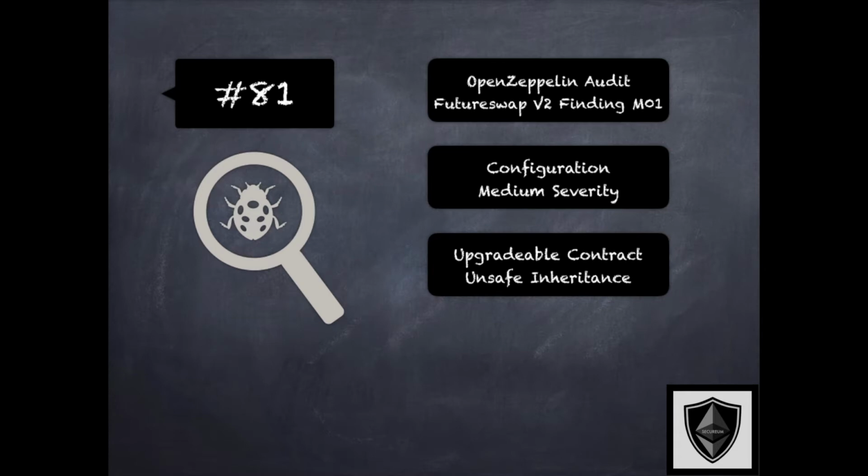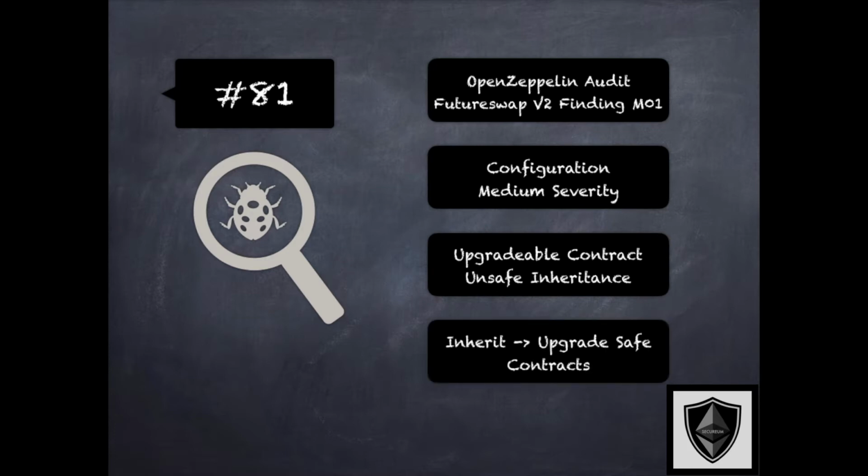However, the contracts ERC20 snapshot, ERC20 mintable, and ERC20 burnable inherited from FS token were not imported from the upgrade safe OpenZeppelin library, but instead from their regular not upgrade safe counterparts that used constructors instead of initialize functions. The recommendation was to use the upgrade safe libraries.